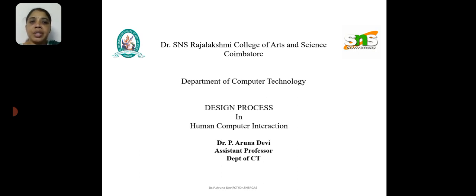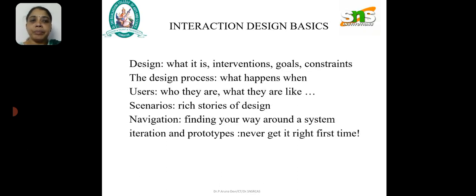Today we are going to see about the design process of human-computer interaction. What are the different designs? What are the different steps we have to identify when using the designs? So first of all, the interaction design basics. What is interaction design? Intervention, goal, constraints. What are the different goals we have to achieve? What are the different constraints we have to face?